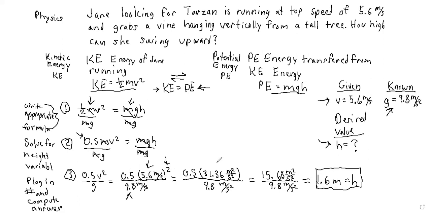And then we go ahead and carry out the arithmetic. First we have to square 5.6, right? When we square that, we get 31.36. Then we multiply that by 0.5, and we get 15.68. And then we divide that by the acceleration of gravity, and our final answer is going to be 1.6 meters. So for the answer to the question of how high can she swing upward, she's going to swing 1.6 meters upward. So h equals 1.6.